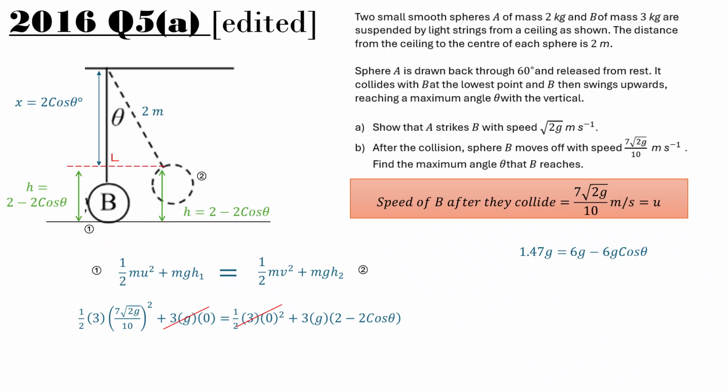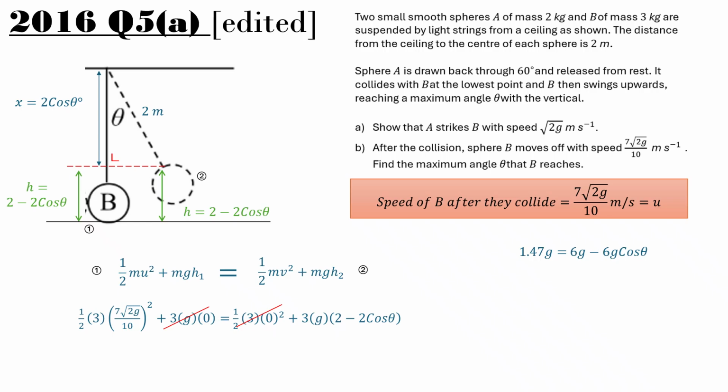If you're unsure how to work with this first piece and you're thinking, oh my God, how would I work that out? You can absolutely put that into your calculator as a half times 3 times the fraction 7 root 2 over 10 all squared. Just leave out the g because we have a square root of g that's squared. So that's just going to plug back into our answer as a g. That's where I got my 1.47. It's pure calculator work, so don't be afraid of using your calculator. It'll speed you up. So you get 1.47g is equal to 3 times g times 2, which is 6g, and 3 times g times minus 2 cos theta is minus 6g cos theta.